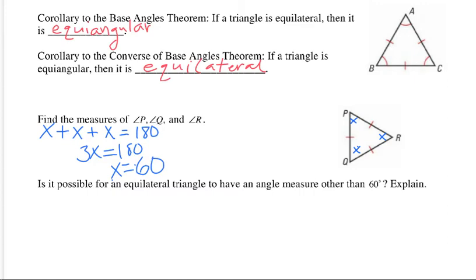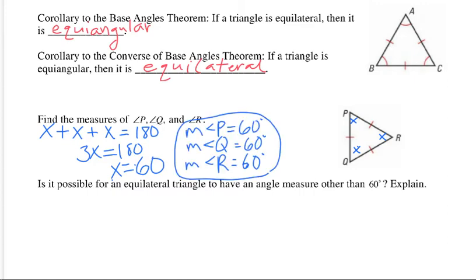Is it possible for an equilateral triangle to have an angle measure other than 60 degrees? And that would be no. It's because if it's equilateral, it has to be equiangular, and equiangular for a triangle, we know that they have to be 60 degrees.